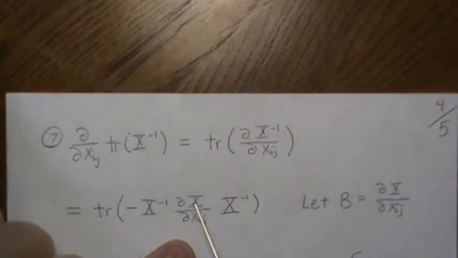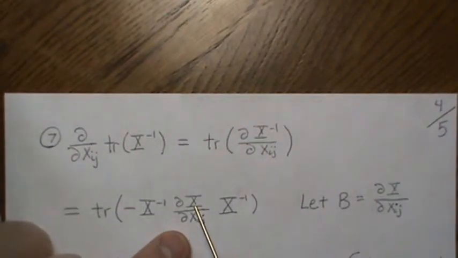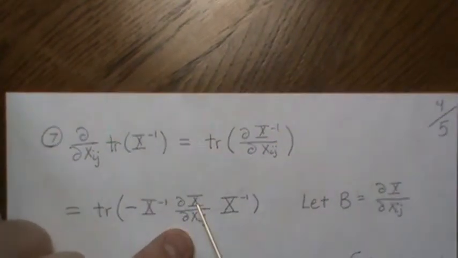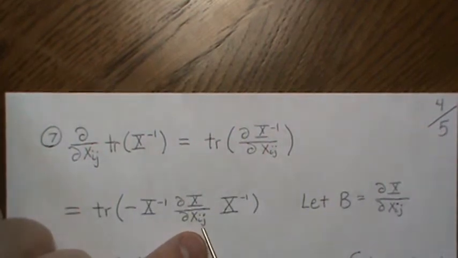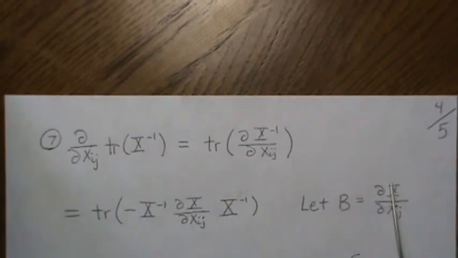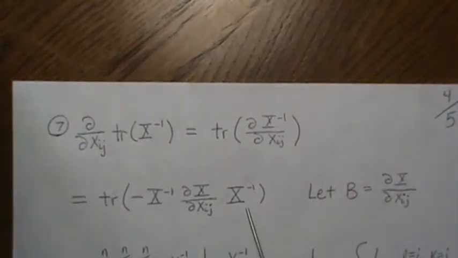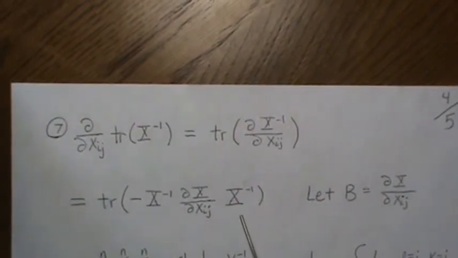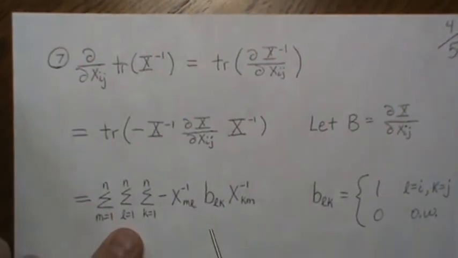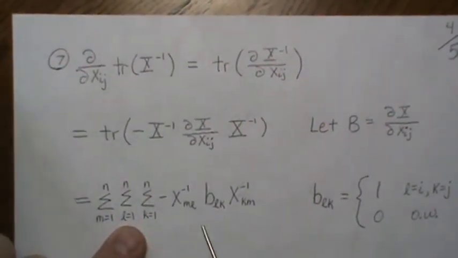Now the partial of X with respect to Xij ends up being a matrix of all zeros except for one element that is 1. The ijth element is 1. Okay, but let's let B be this matrix here. And then we have X, B, X. And so if we use the notation on the first page, we get this triple sum of this trace. So this trace is this.